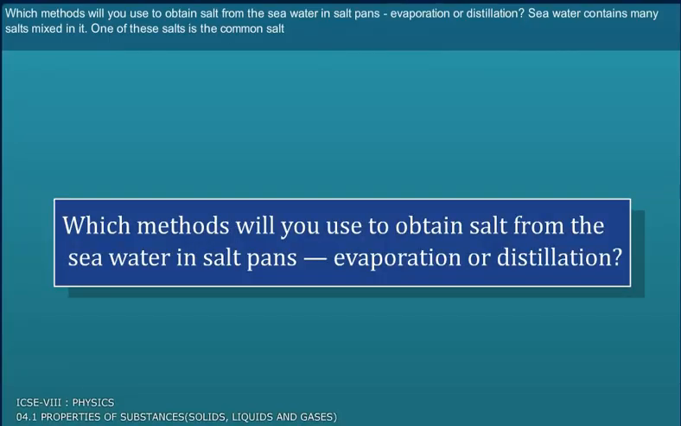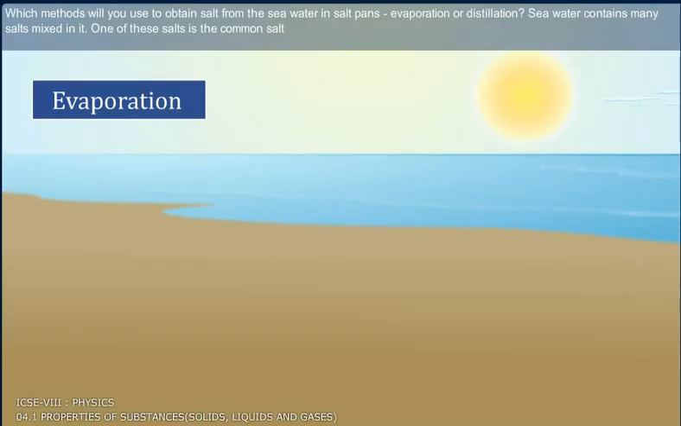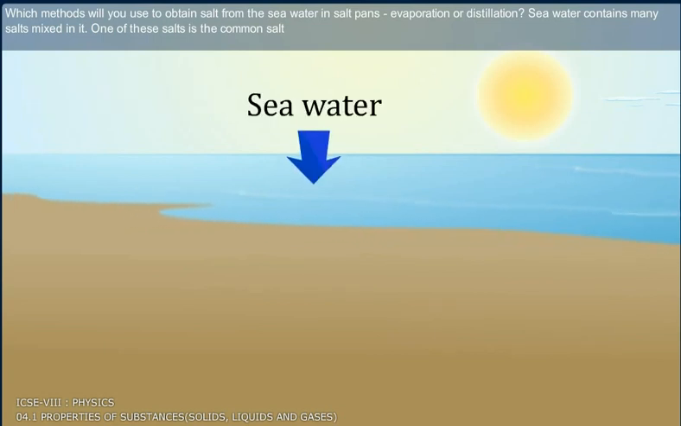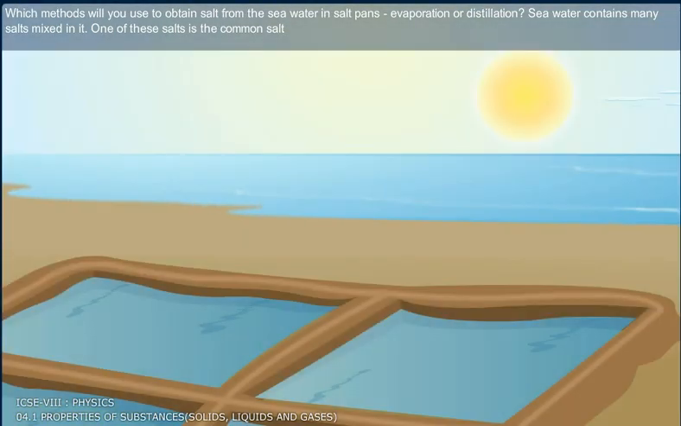Which methods will you use to obtain salt from seawater in salt pans? Evaporation or distillation? Evaporation. Seawater contains many salts mixed in it. One of these salts is the common salt.